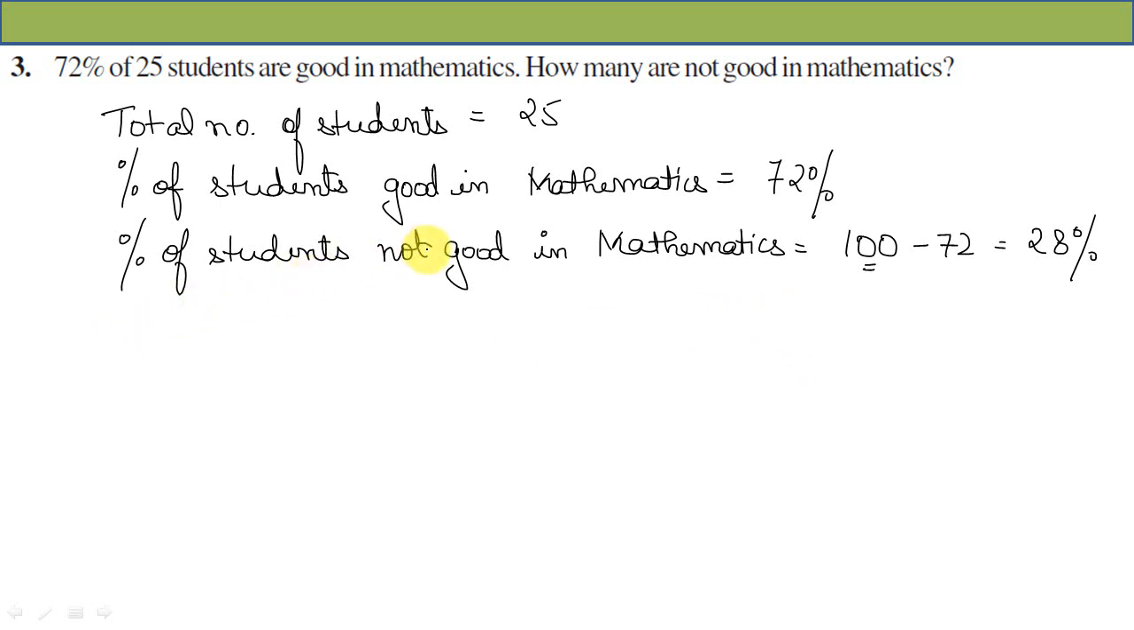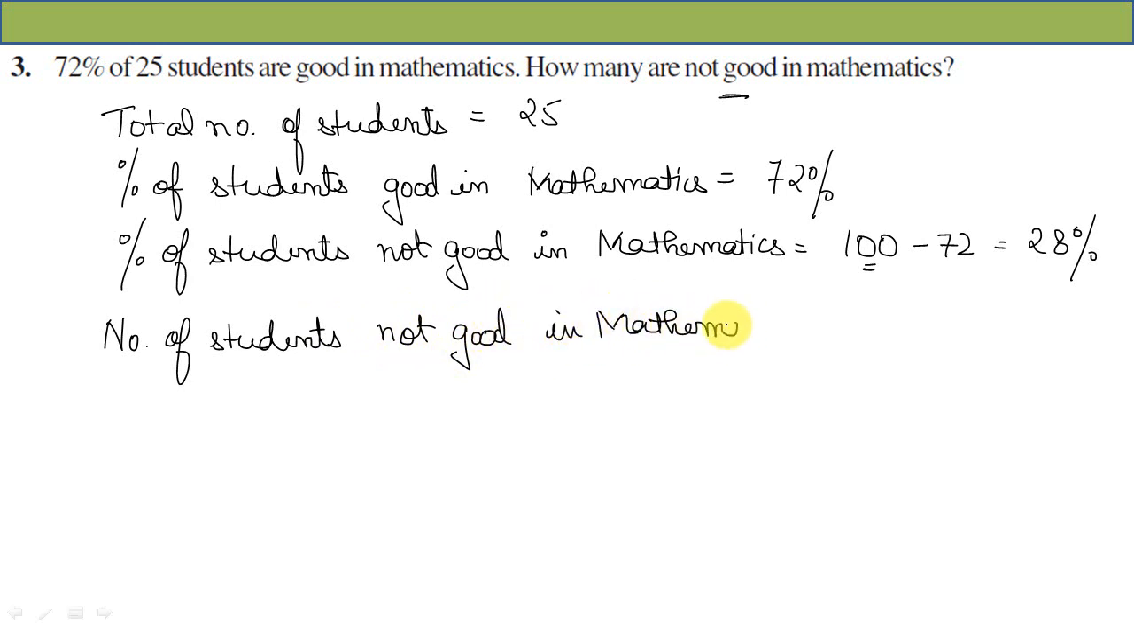Now what we need to find out? Number of students who are not good in mathematics. Right? So for that we will write down number of students not good in mathematics is 28% of the total number of students, which is 25, right?